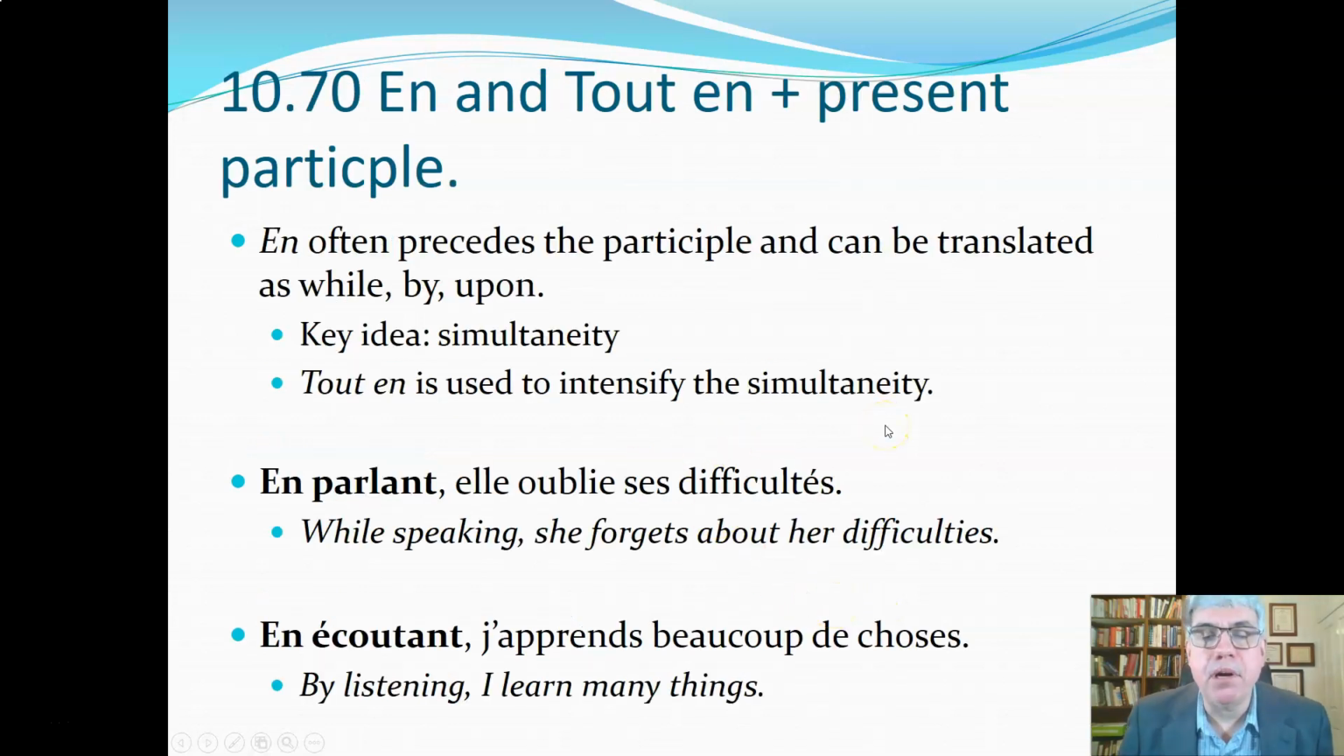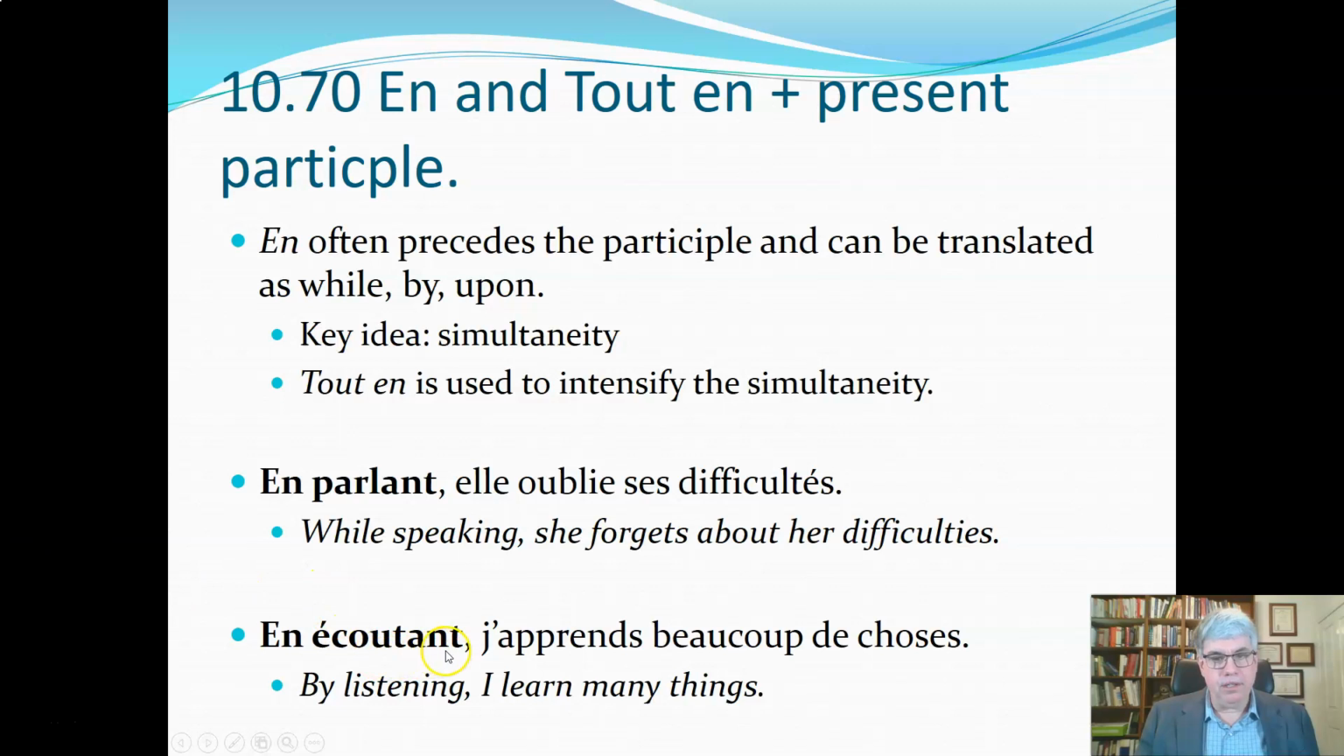Now, often present participles will be preceded by en, or sometimes tout en. And it can be translated as while or by or upon. And the key idea is that two things are happening simultaneously. And tout en is used to intensify the simultaneity. So, en parlant, elle oublie ses difficultés. So, while speaking, she forgets her difficulties, or she forgets about her difficulties. So the idea is that, well, while she's talking, she forgets about all of her difficulties.